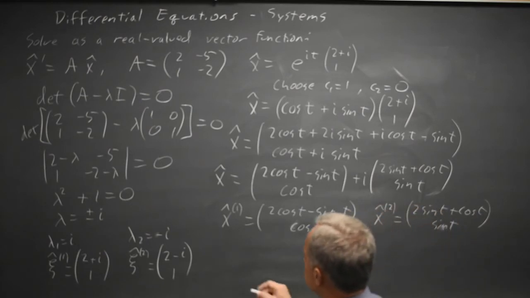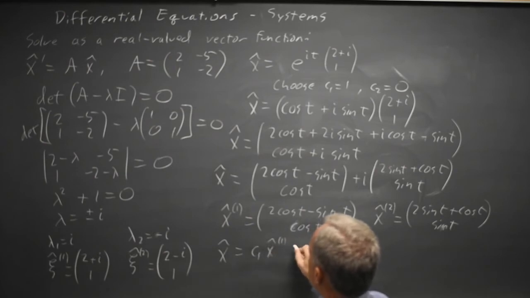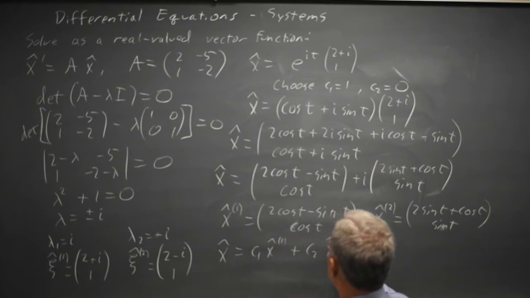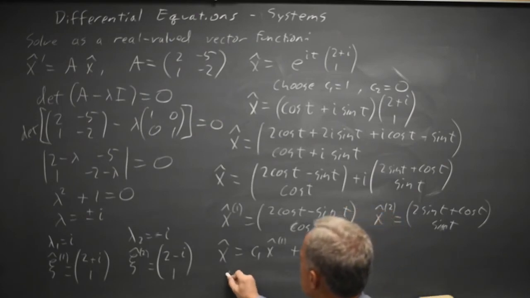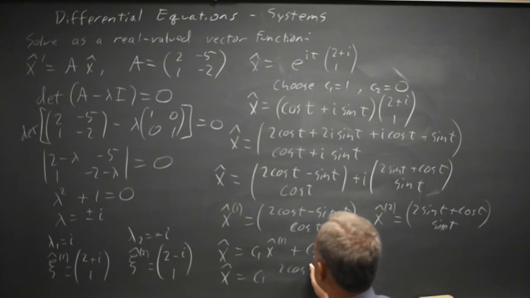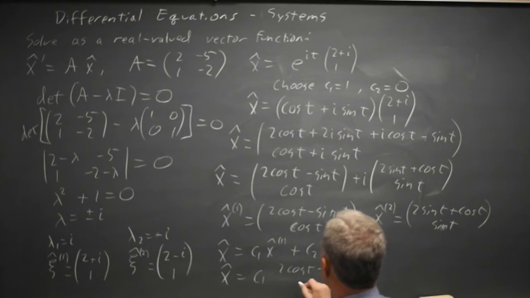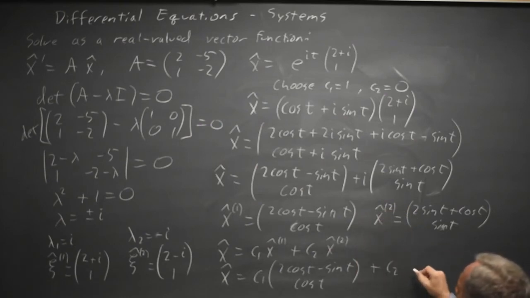So our general solution is C1 x superscript 1 plus C2 x superscript 2. Any linear combination of these two solutions is also a solution. So my general solution is C1 times (2 cosine t minus sine t, cosine t) plus C2 times (2 sine t plus cosine t, sine t).